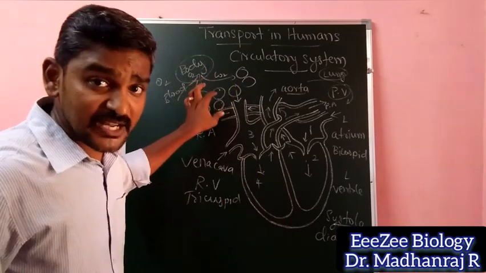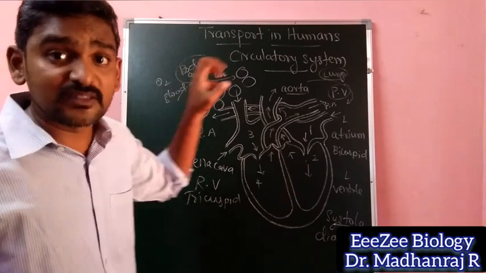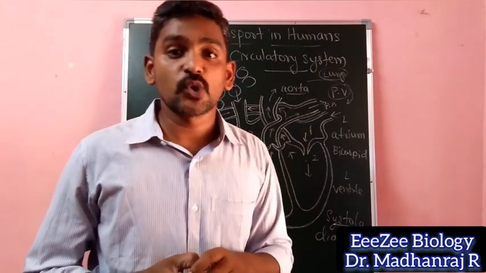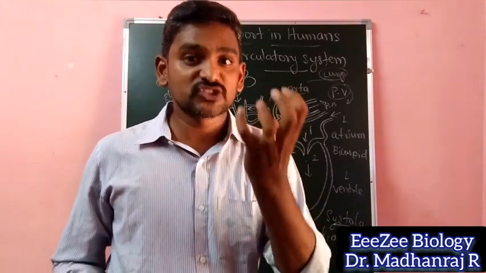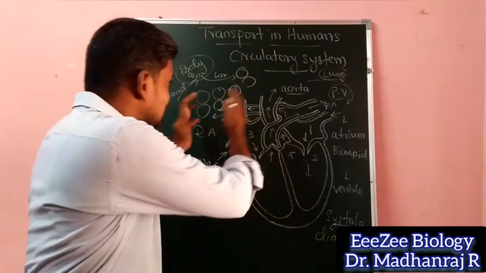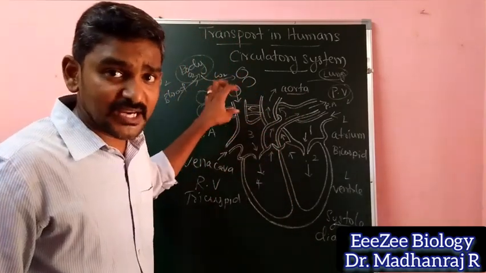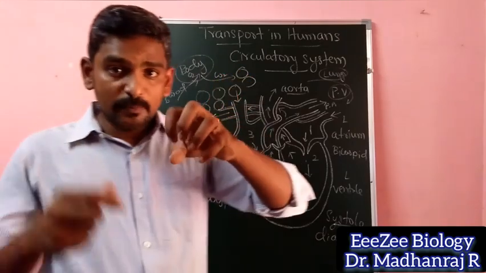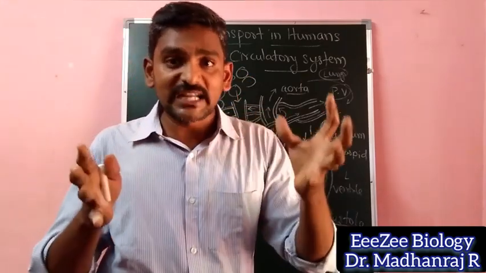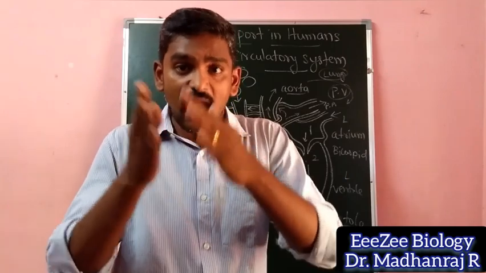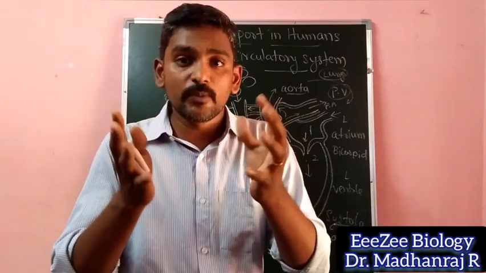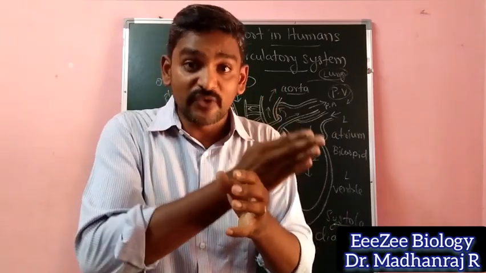So what is the purpose of the lymph? It will be absorbing the fat. It plays a major role in the absorption of the digested fat, as well as the excess fluid, which is tissue fluid. So all the fluid content will be drained and transported to the lymphatic vessels. Through lymphatic vessels, the tissue fluid will be transported again into the veins.